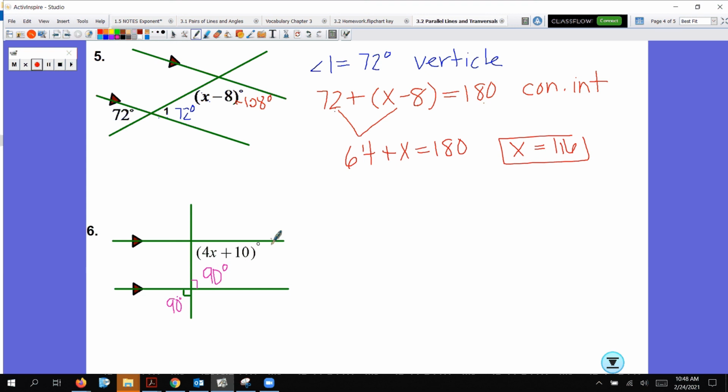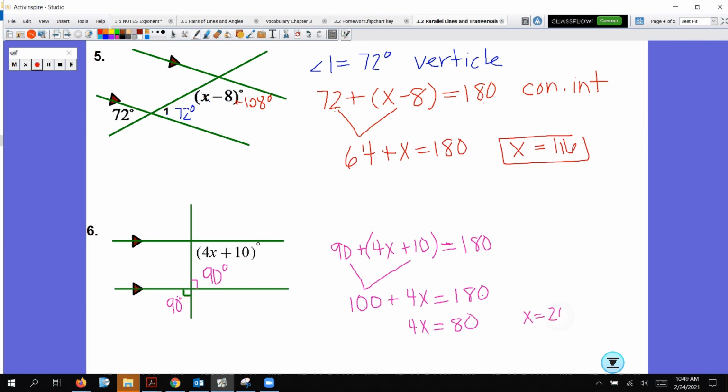Now I have another example of consecutive interior angles. So 90 plus the expression, 4x plus 10, I can leave it in the parentheses or not, doesn't matter, equals 180 because they are supplementary. They add up to be 180 degrees. So we combine our like terms. 90 and positive 10 give me 100, plus 4x equals 180. Subtract 100 from both sides and I get 4x equals 80. Divide by 4 and we have x is equal to 20.